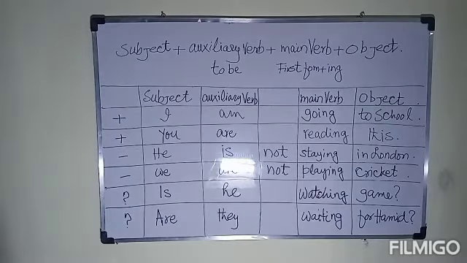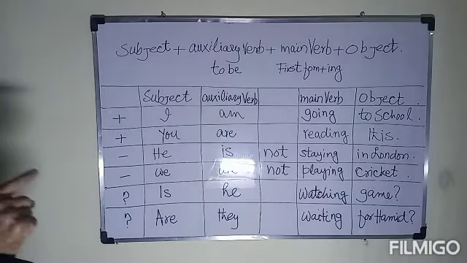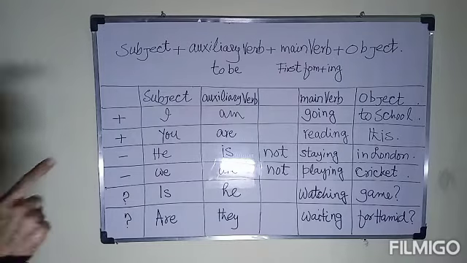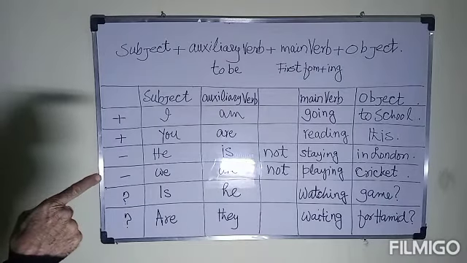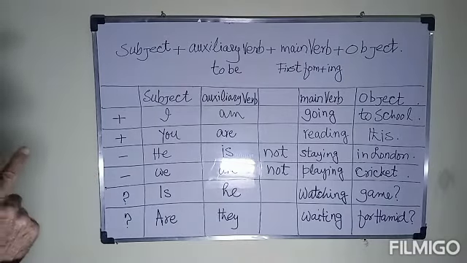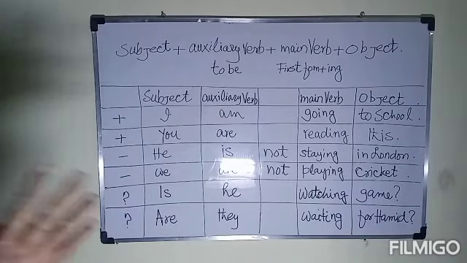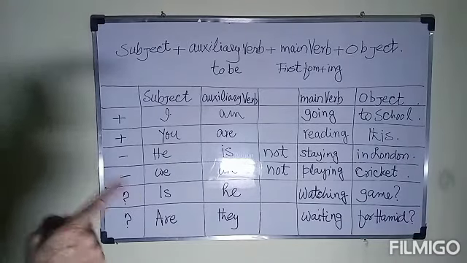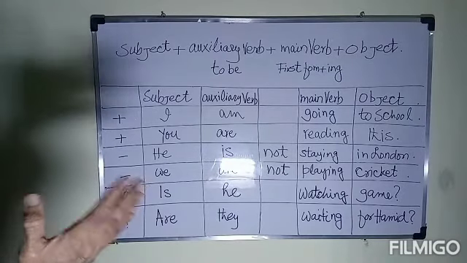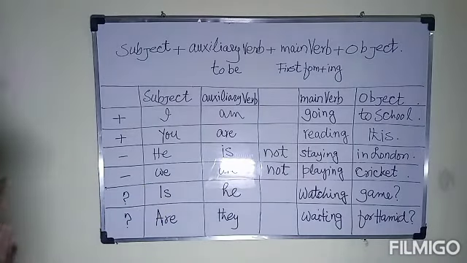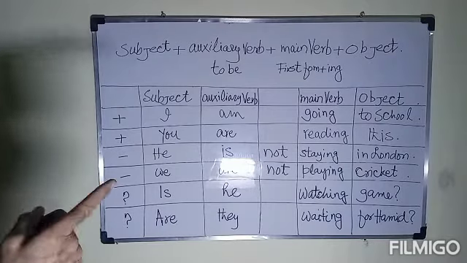The second positive sentence: you are reading this. Same, see, we are using the auxiliary verb are. So, you are reading. Read is the first form of the verb plus ing. This is the required formula. So, you are reading this.